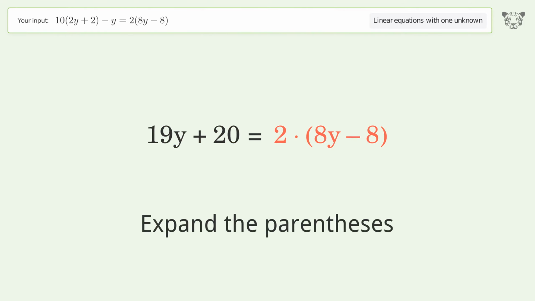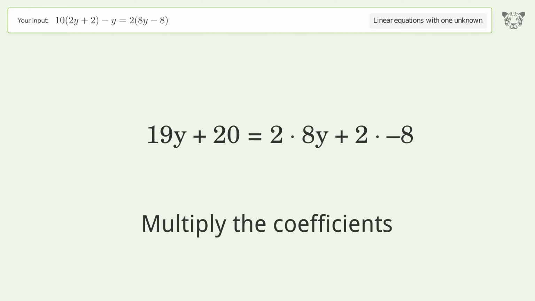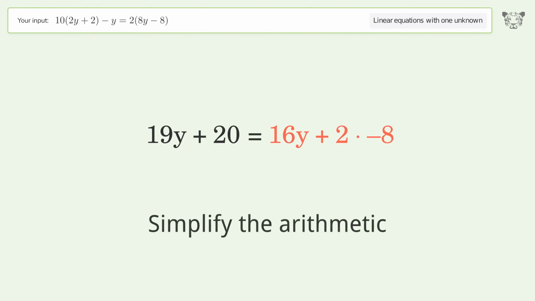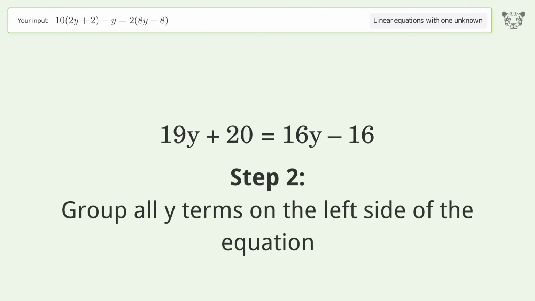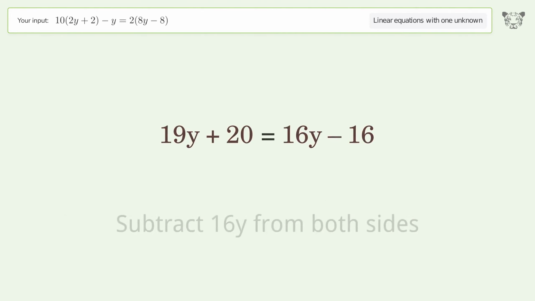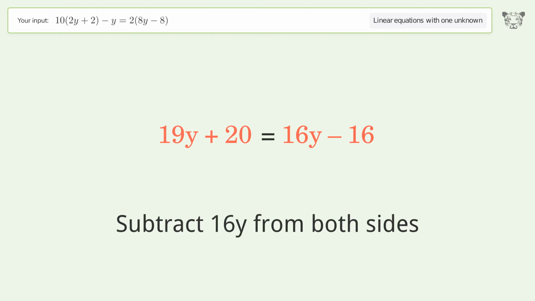Expand the parentheses. Multiply the coefficients. Simplify the arithmetic. Group all y terms on the left side of the equation. Subtract 16y from both sides.